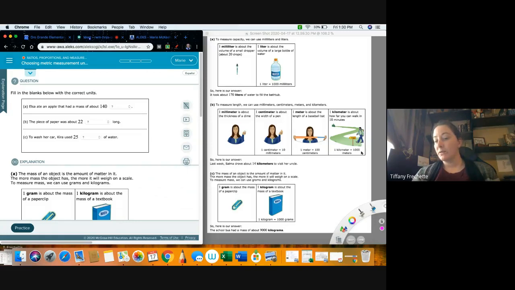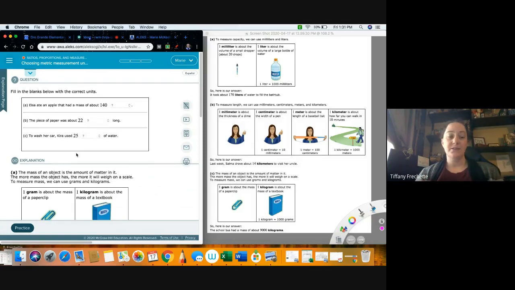So 1 to 1,000. Each time we can multiply this number by 10, but to go from millimeter to centimeter, we multiply by 10. To go from 1 centimeter to meter, we multiply by 100. To go from 1 meter to 1 kilometer, we multiply by 1,000. Same thing with gram to kilogram. 1 gram, we multiply by 1,000, and that gives us a kilogram. So it's just one of those things we have to remember how to convert.